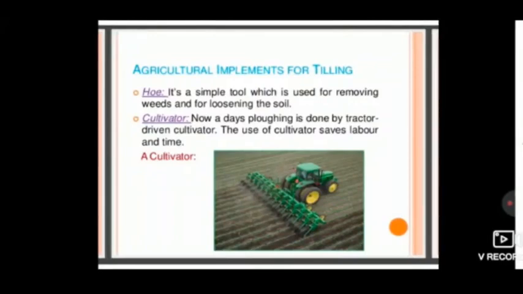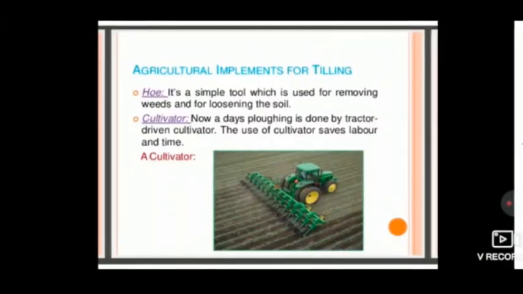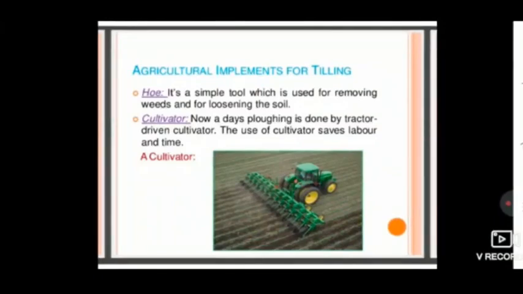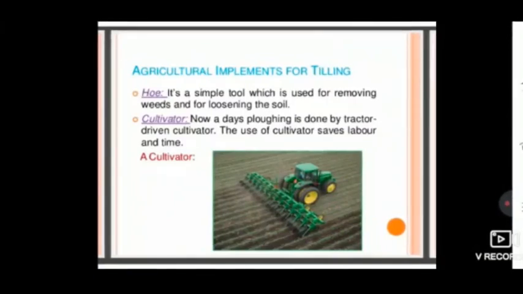So write down this. Hoe: it is a simple tool which is used for removing weeds and for loosening the soil. And the second one is the cultivator: it is a big machine and it saves labor and time. Nowadays, plowing is done by a tractor-driven cultivator.